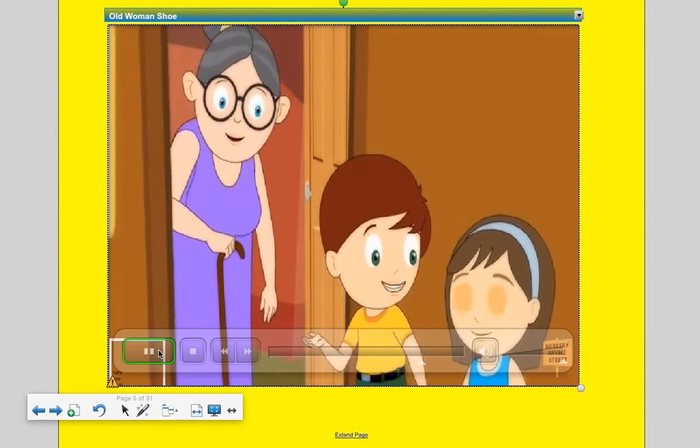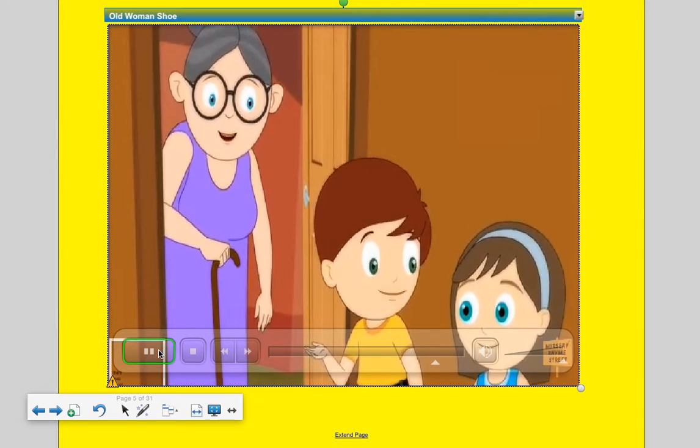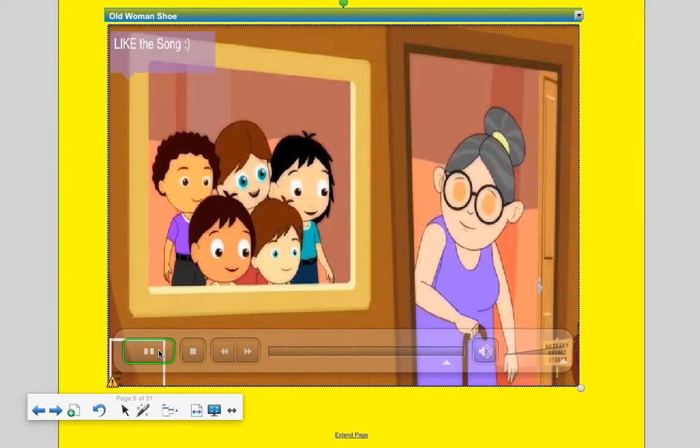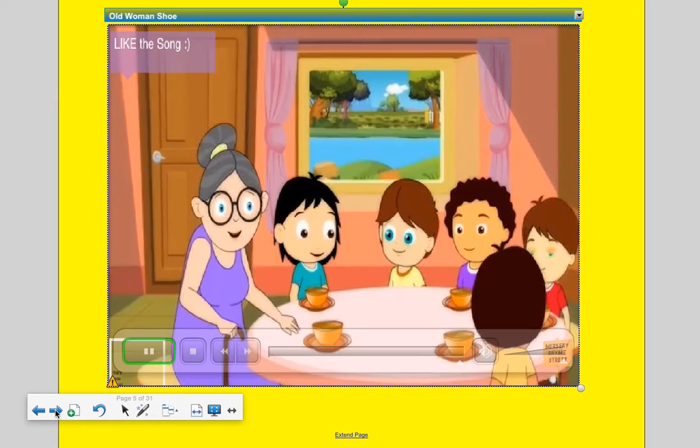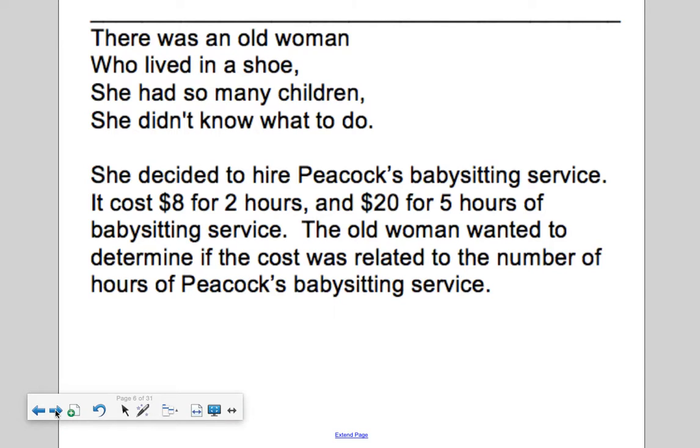There was an old woman who lived in a shoe. She had so many children, she didn't know what to do.